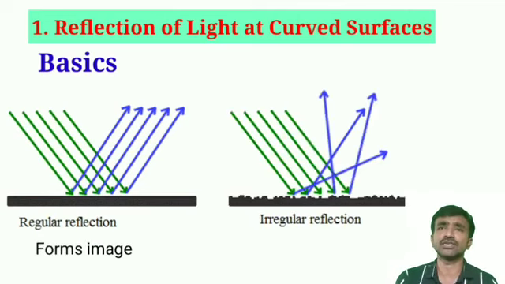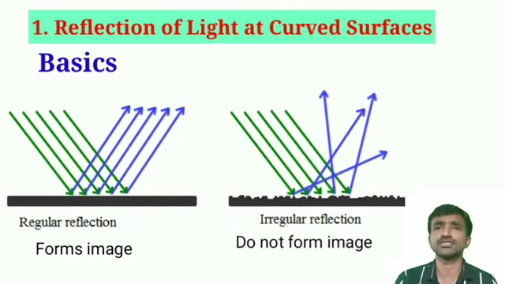Now irregular reflection. In the irregular reflection, a parallel beam of light that is focused will not remain parallel after the reflection from the irregular surface. So this type of reflection will not form the image. So these are the types of reflection. Regular reflection will form the image, irregular reflection will not form the image.